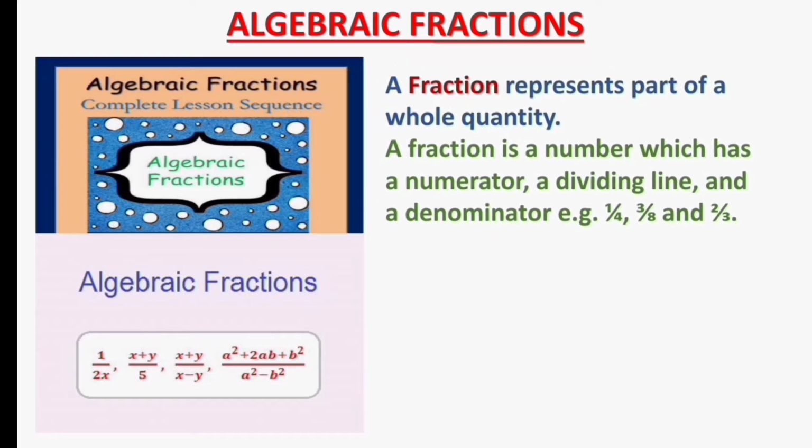From definition, a fraction represents part of a whole quantity. A fraction is a number which has a numerator, a dividing line, and a denominator. For example, 1 over 4, 3 over 8, and 2 over 3.